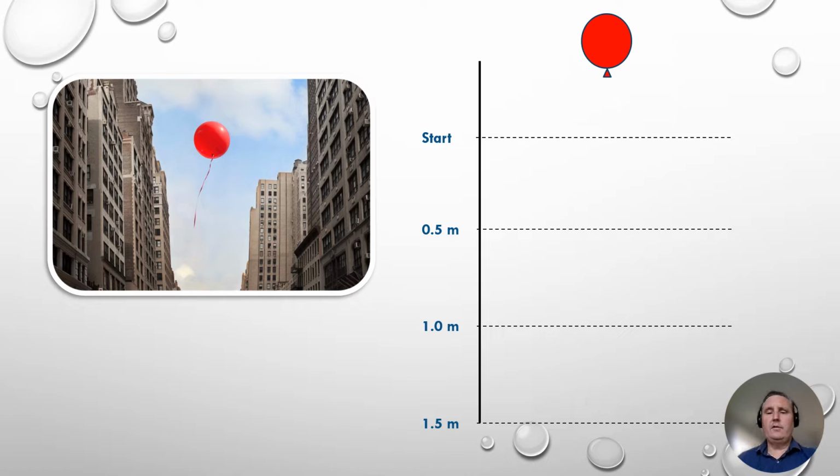For this exercise, we're going to say that we carried out an experiment where we dropped a balloon and we measured how long it took to travel different distances. When we drop a balloon, it very quickly reaches its terminal velocity. That's the maximum speed it can go.